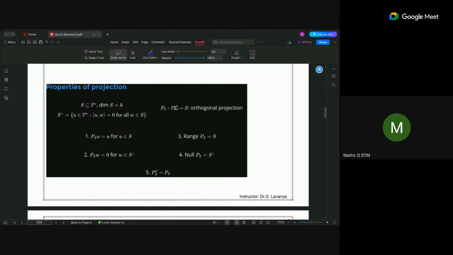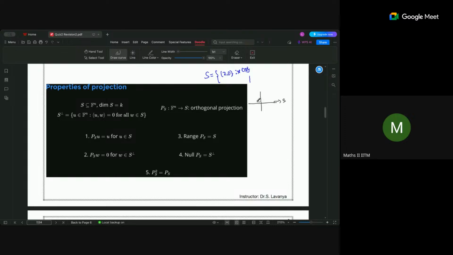So a projection of Fn on S means the range of PS is S. All the elements from Fn are mapped to S. A projection map will take all the elements of Fn to S. For example, suppose my S is the x-axis, the set of all (x, 0), x in R. I'm considering the x-axis as my S.